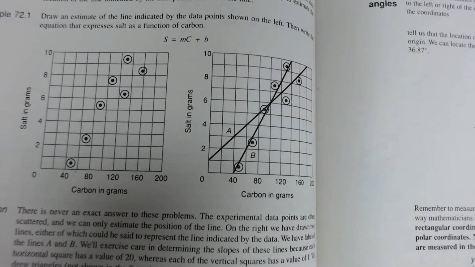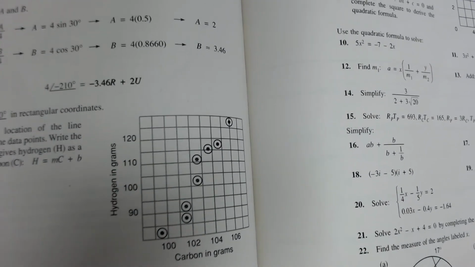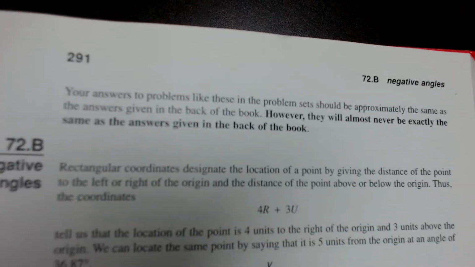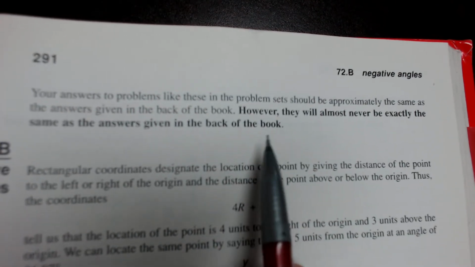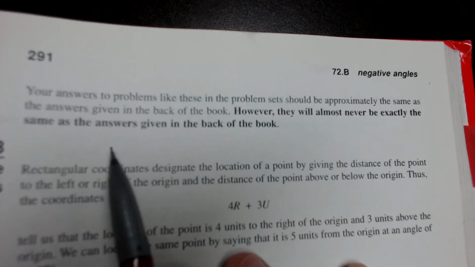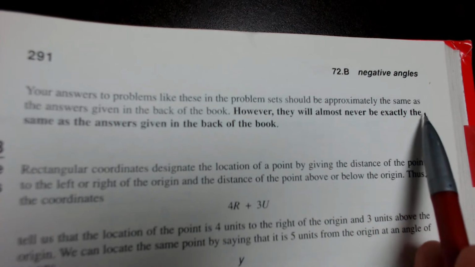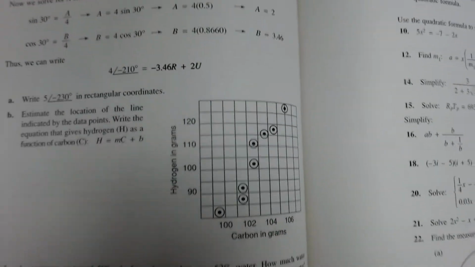I'm going to go ahead and use example B as our problem here, and we'll compare our answer to the back of the book. Another thing to note, written in the book: your answer will very rarely be the same. It says, however, your answer will almost never be exactly the same as the answers given in the back of the book. We're looking for approximately the same answer. So let's go ahead and do this in practice.